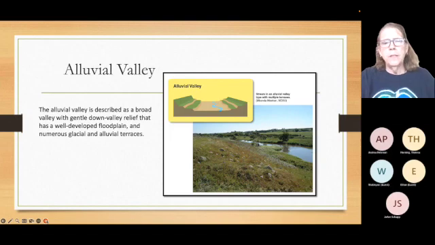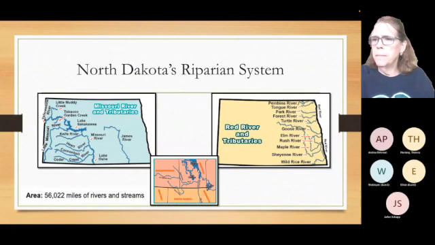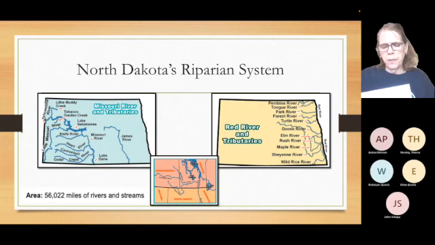All right, so let's talk a little bit about North Dakota's riparian zones. And if you'll wait, I have some notes on that. I want to make sure that I tell you guys.